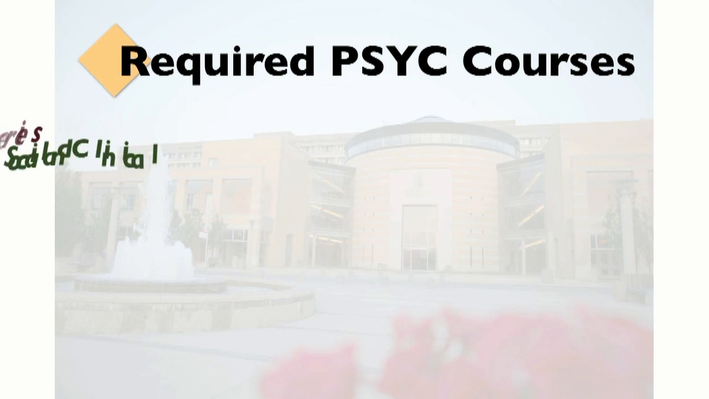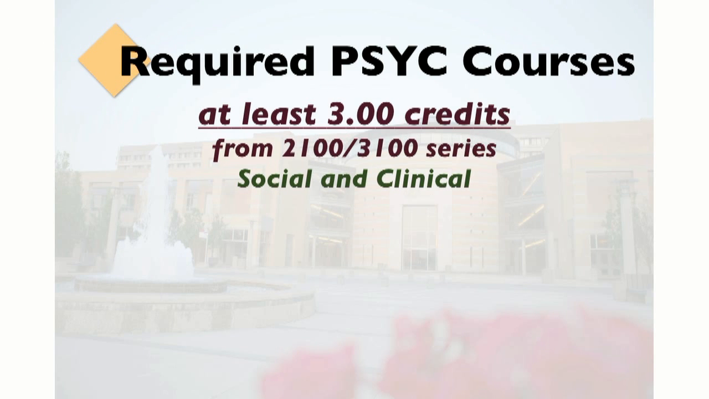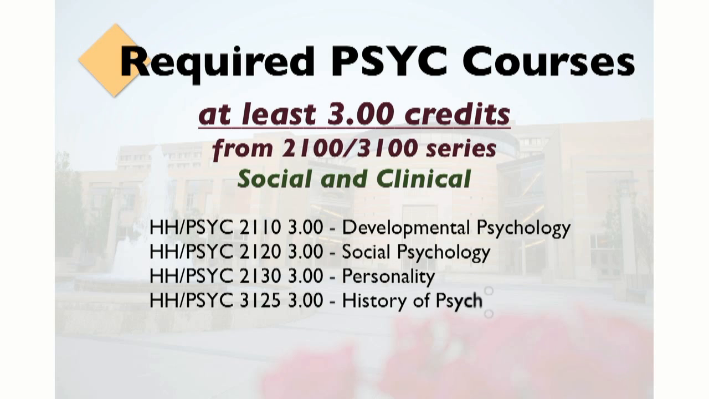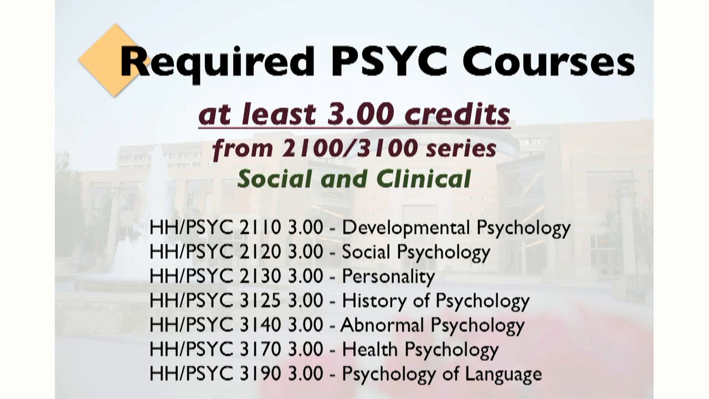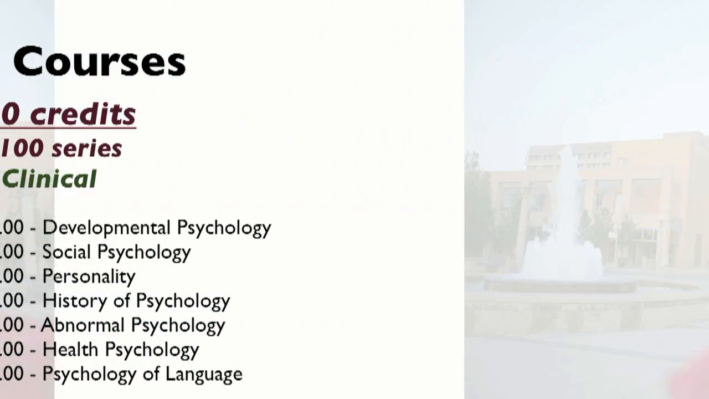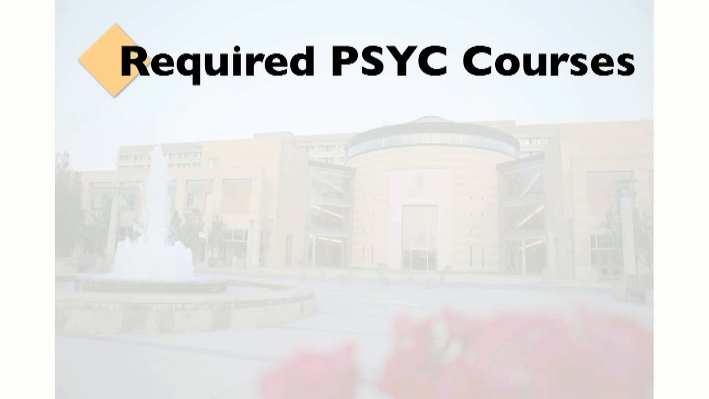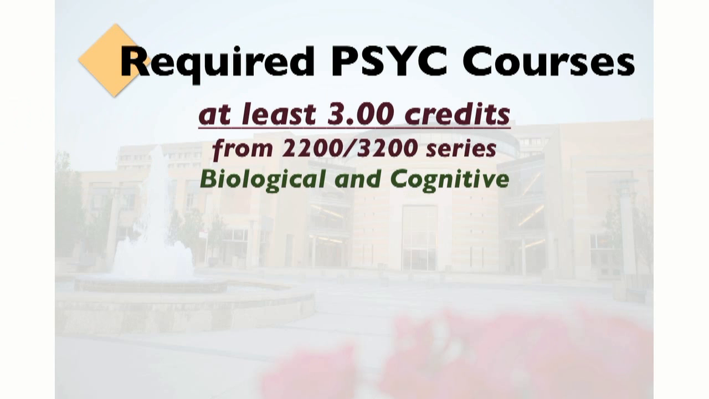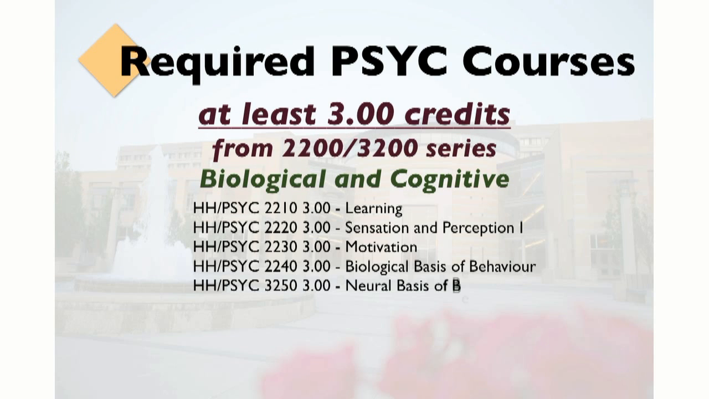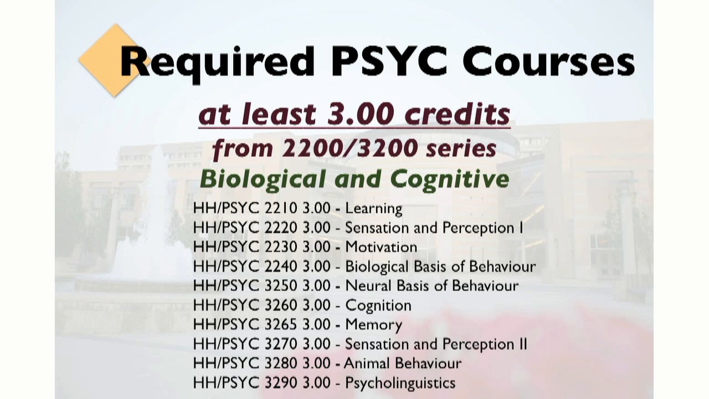To assure that you acquire some breadth within psychology, you must take at least one 3-credit course from each of the 2 series of courses, which represent core areas of psychology: at least 3 credits from the social and clinical areas listed below, and at least 3 credits from the biological and cognitive areas, again listed below. Typically, these courses would also be taken in your second year.